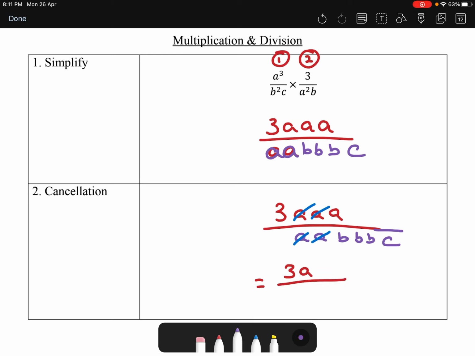3a over b cubed, not 3b. There's a difference between b cubed and 3b. They are not the same. b cubed is b times b times b, but 3b is just 3 times b. So that's the main difference.